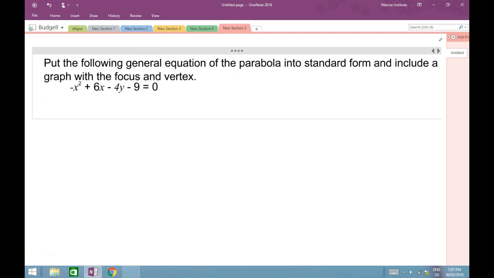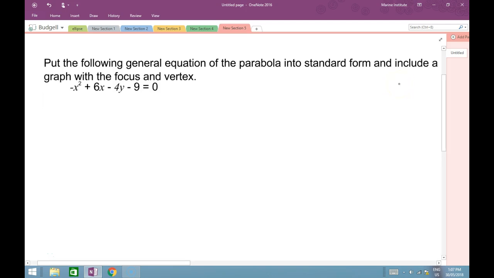Good day. Now we're looking at the parabola. So we have a question here. Put the following general equation of the parabola into standard form and include a graph with a focus and a vertex. Well, the first thing we have to look at is our conic equations right here.